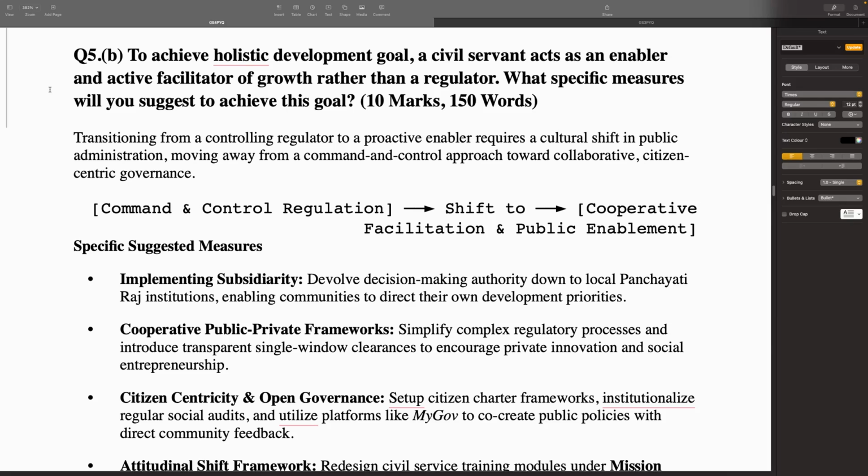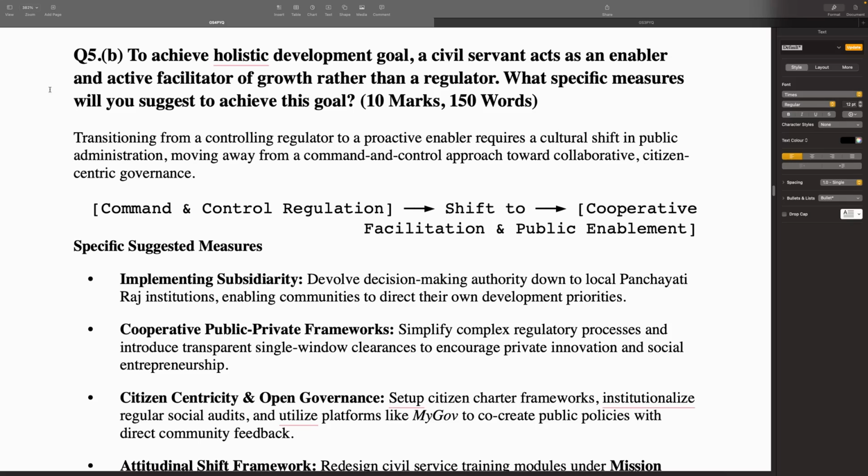Question 5B. To achieve holistic developmental goals, a civil servant acts as an enabler and active facilitator of growth rather than a regulator. What specific measures will you suggest to achieve this goal? Transitioning from a controlling regulator to a proactive enabler requires a cultural shift in public administration, moving away from a command and control approach towards collaborative, citizen-centric governance.